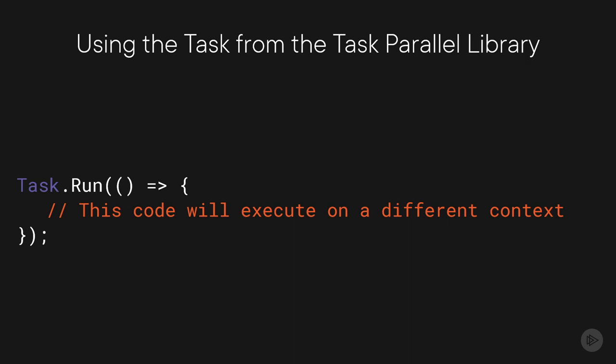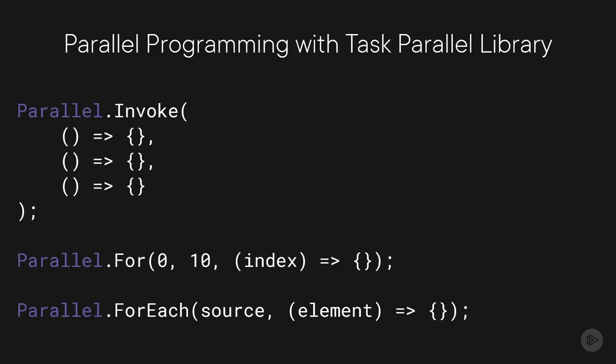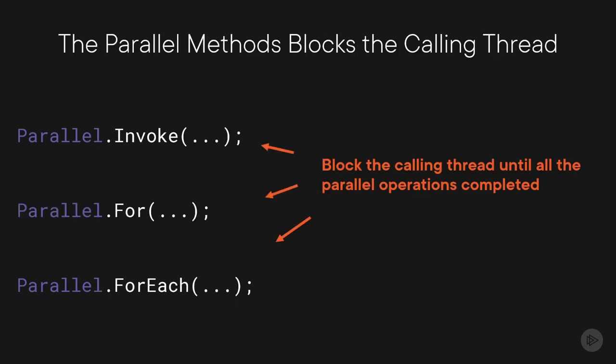With the task in the task parallel library, we've got the capability of doing both asynchronous and parallel programming. I'd like to think of the task as a way to represent work that needs to execute somewhere other than the calling context. We know by now that when we use parallel invoke, parallel for, or parallel for each, we can distribute work across different cores and threads available on that system. Calling these methods blocks the current thread until the entire operation has completed.